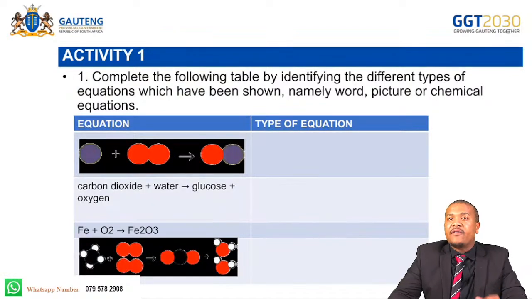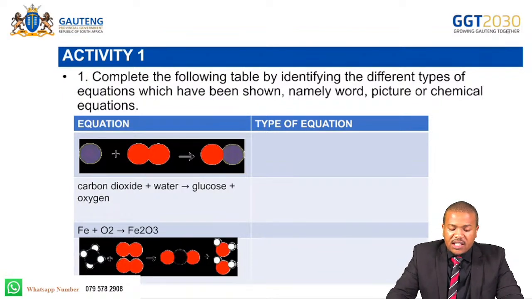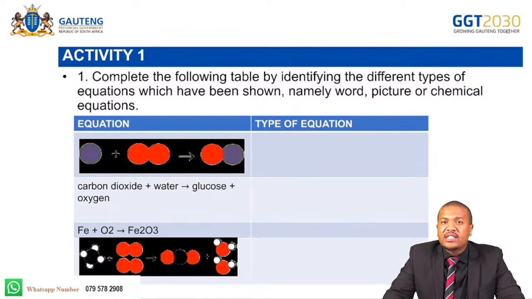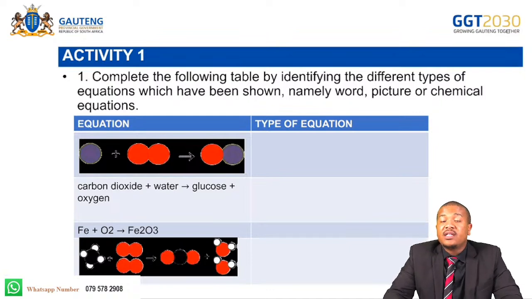Now, we have activity 1 just to test ourselves quickly. Activity 1 says complete the following table by identifying the different types of equations which have been shown, namely word, picture, or chemical equations. So here on the table you have the equation and the type of equation, and you only need to fill in the type of equation for each of these. I'm going to give you another 4 minutes to complete this activity, then afterwards we shall mark together.